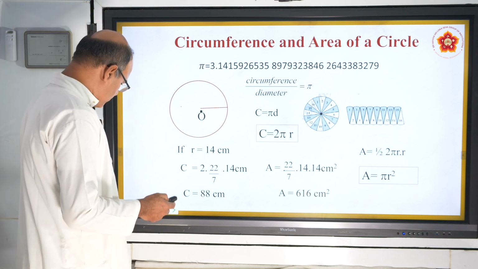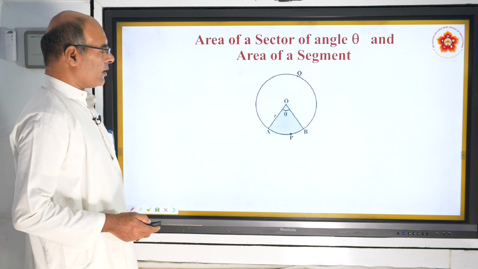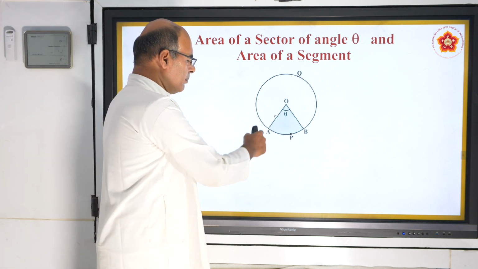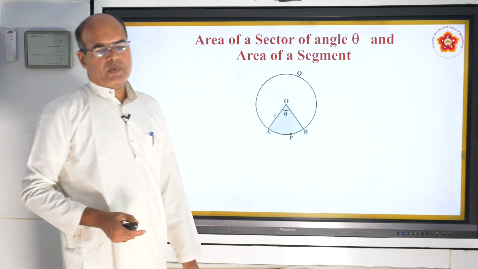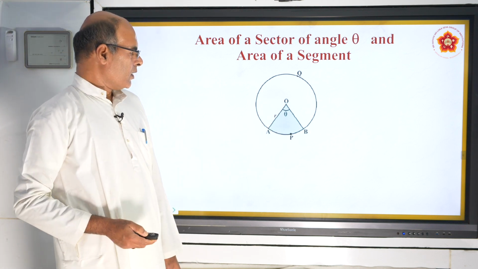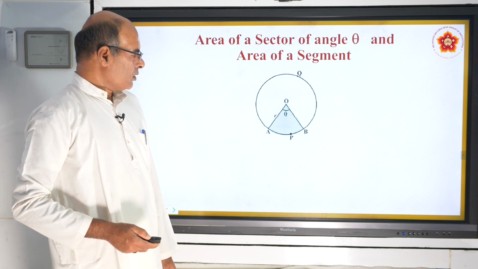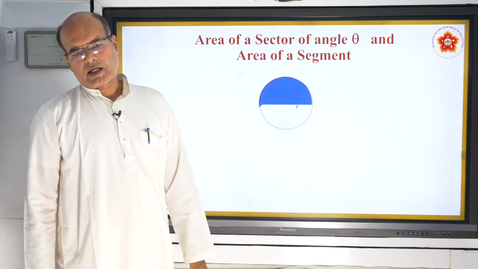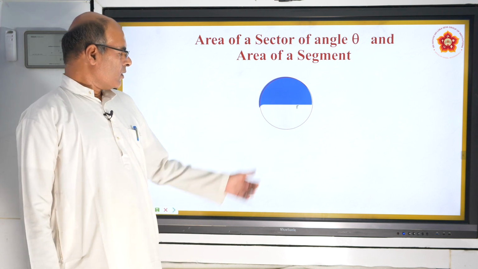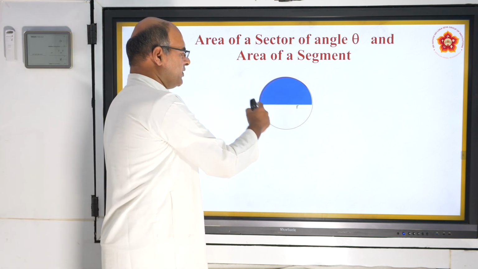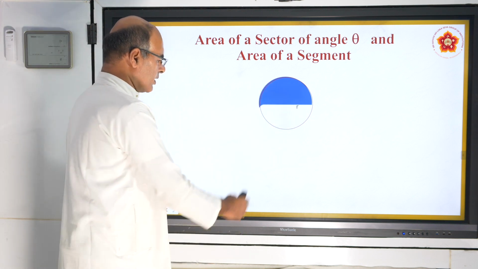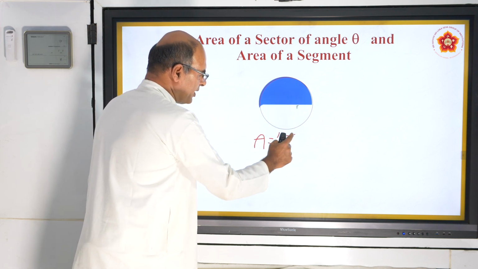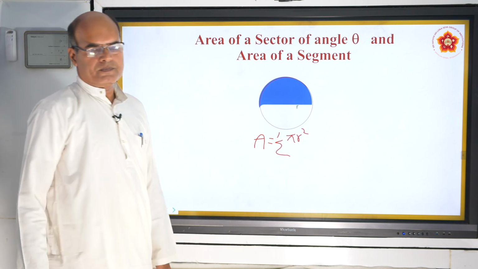Now let us understand the area of the sector and segment. You know that the sector is the region bounded by 2 radii and the corresponding arc. First let us take a semicircle. Anybody can immediately tell that the area of this semicircle is half of the area of the circle. The area of the circle is pi r square, so half of pi r square.